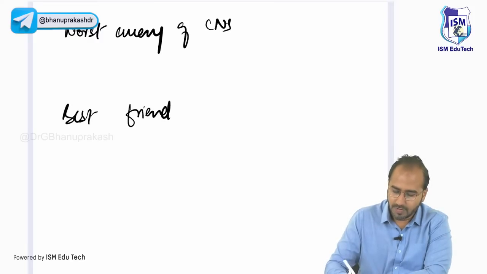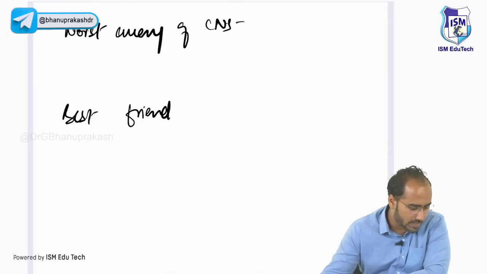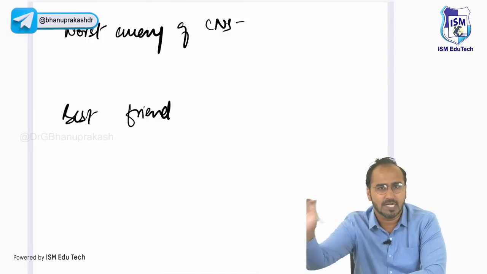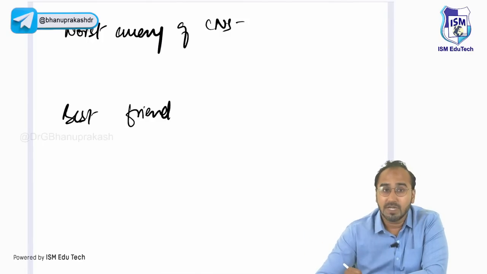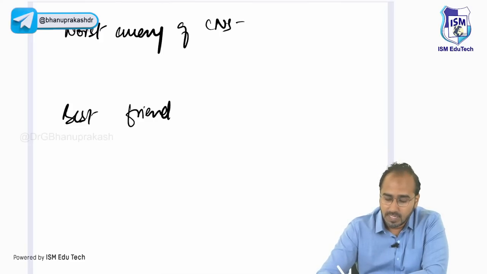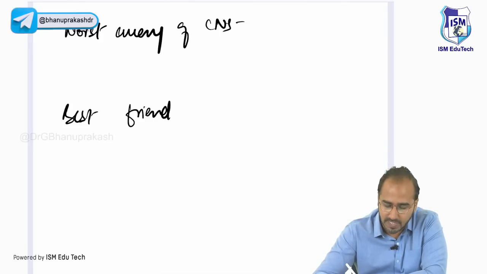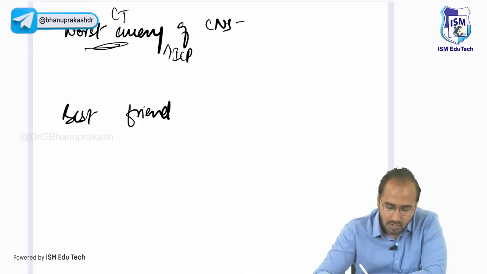Tell me, worst enemy of CNS means what? In CNS conditions, ketamine should be contraindicated. Not a treacherous friend, it is a worst enemy. Okay? So ketamine being the worst enemy of CNS means what? Remember, ketamine will increase the ICP. So can I give ketamine in a patient suffering from head injury or neurosurgery? No. Worst enemy means it will have contraindications.